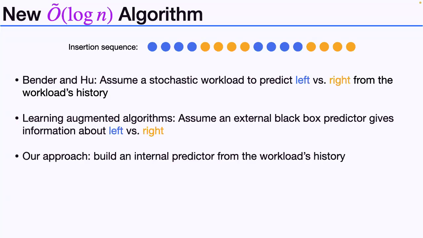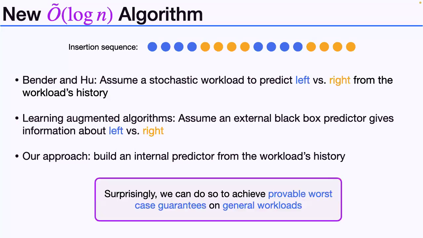So our approach is a combination of both these things, but also neither. We also use a predictor, but it doesn't come from any external source. We build it ourselves from the workload's history, like the Bender and Hu paper, but we do so in a way that works on any workload. So we have better provable worst case guarantees on general workloads, not just stochastic.